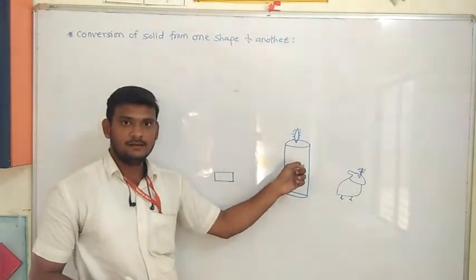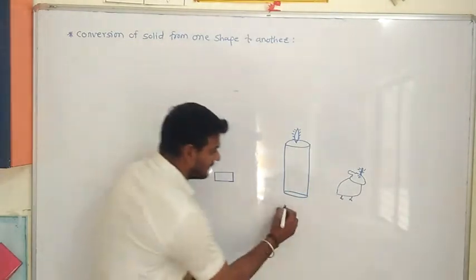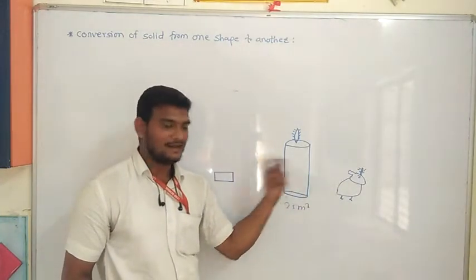The same as the cylindrical volume, the same as the cylinder volume. Suppose the cylinder volume is 25 meter cube. The volume of the cylindrical candle is 25 meter cube.